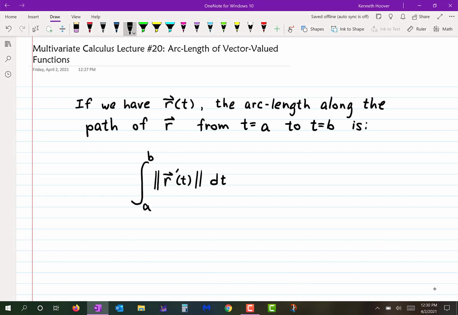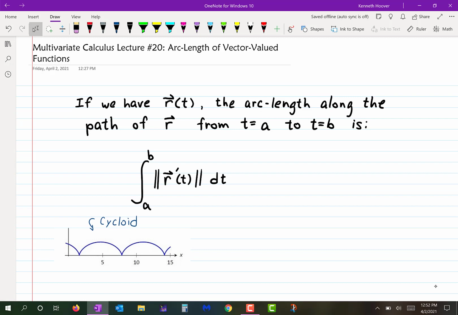So let's do an example. Down there on the left you see a picture of something called a cycloid. We've seen those before when we were doing parametric equations at the beginning of the course. That particular cycloid has parametric equations x of t equals cosine of t plus t, y of t equals 1 minus sine of t.